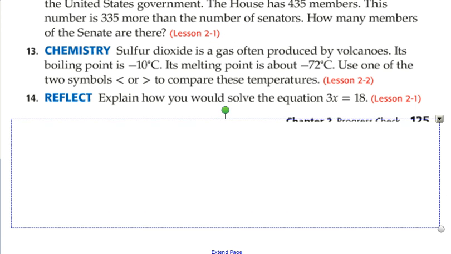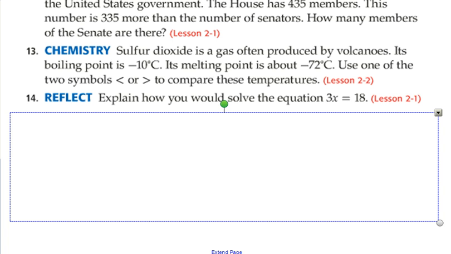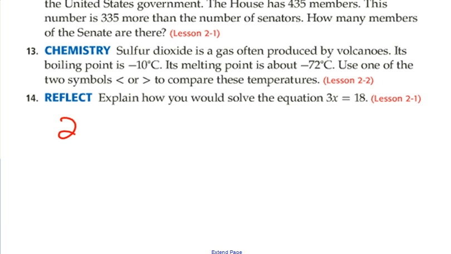So, number 14. Explain how you would solve the equation 3x equals 18. So, for this one, you need to give us 2 sentences in your own words. This is easy. 2 sentences. Explain how you would solve 3x equals 18.